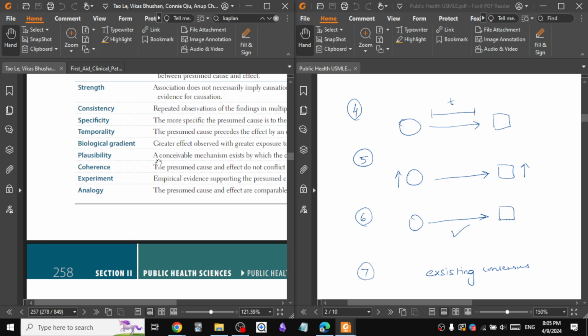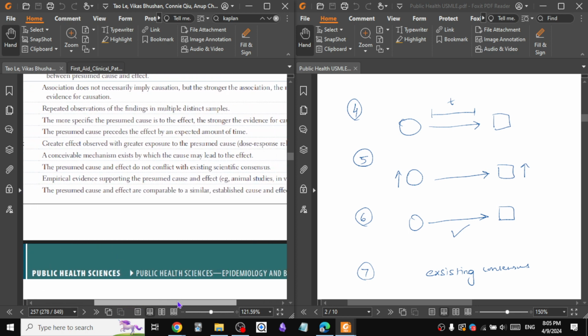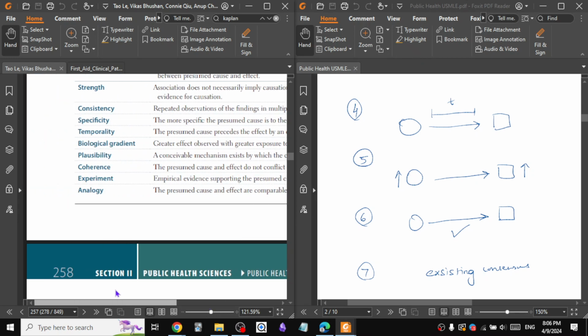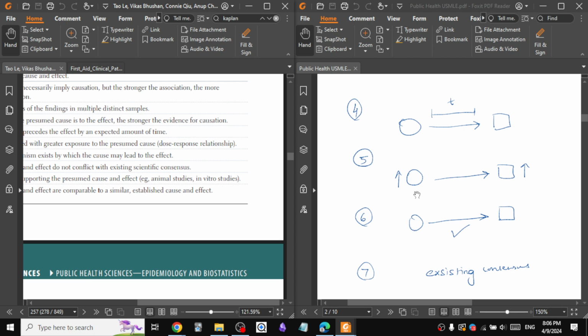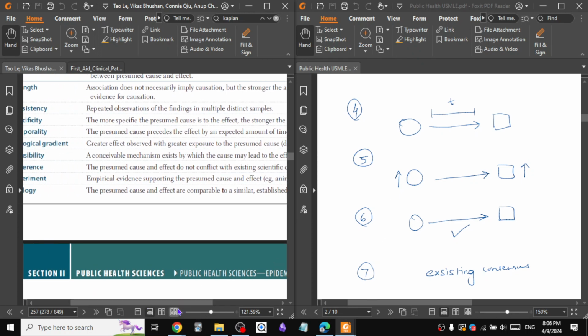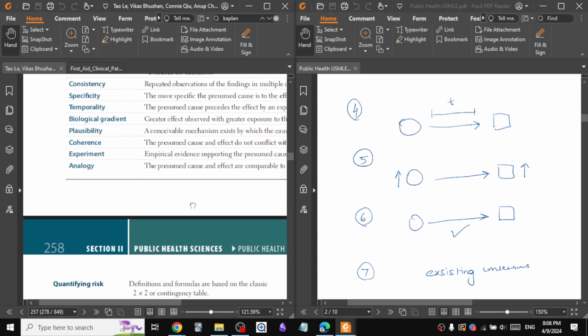Okay. Biological gradient. Greater effect is observed with greater exposure to the presumed cause. It's a dose response relationship. You see how as the cause is increasing, the effect is also increasing. Make sense? Or the cause is decreasing and the effect is decreasing. So it's a proportional effect.